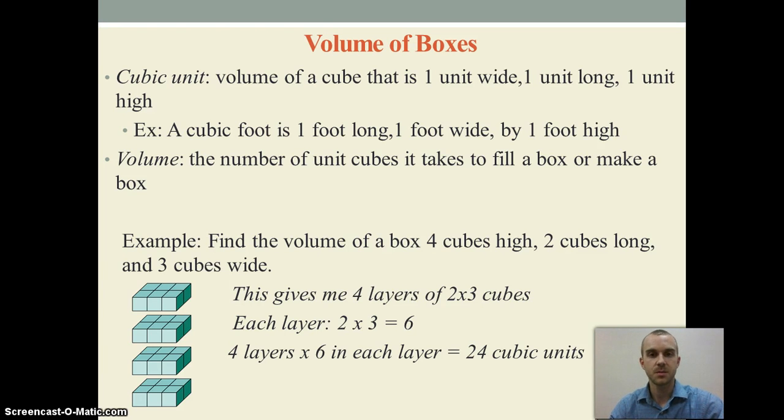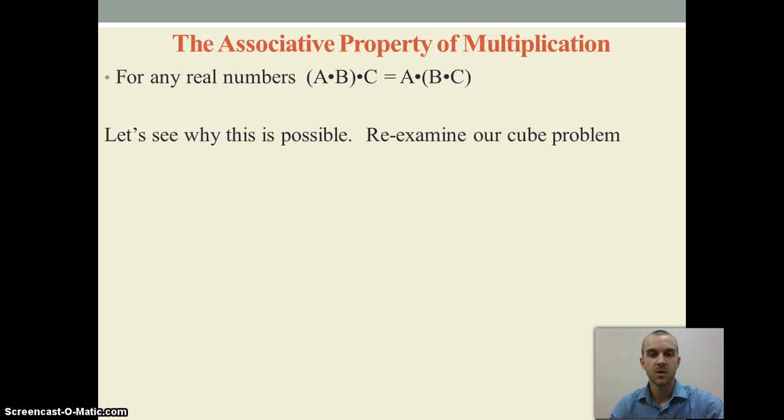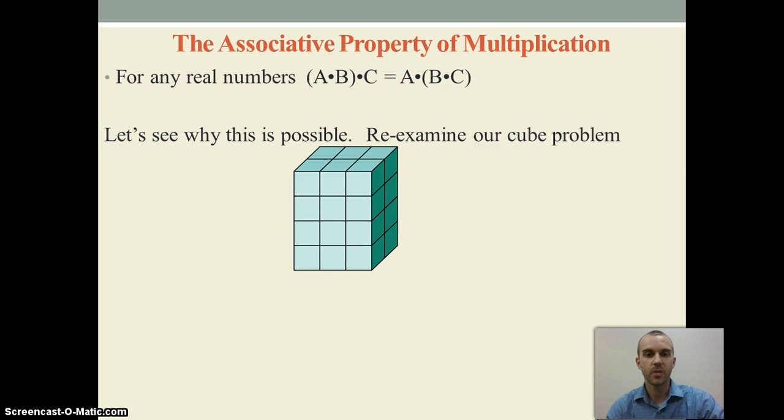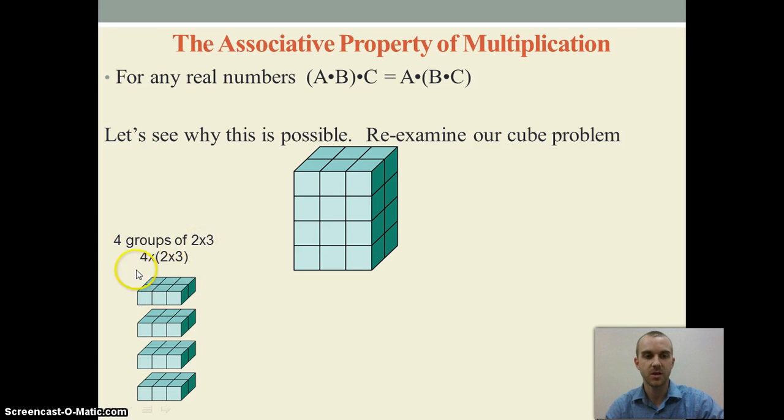Now when we get into these problems, especially with volume, we can recognize that we have the associative property of multiplication. And what this states is I can do a grouping of A times B and then multiply by C, or I can do A times the grouping of B times C. And if we look at the last problem, we can see why this would be possible. So I've got my 4 by 3 by 2 box, and I had my one breaking last time, which was the 4 groups of 2 by 3, which would mean I'm associating the 2 by 3 together first, and then multiplying by the 4.